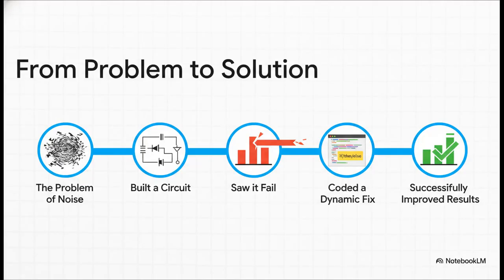So, let's just take a breath and think about what we just did. In just a few minutes, we went on a complete journey. We started with this big, scary problem called quantum noise. We built a quantum program from scratch in Python. We saw that program fail under realistic conditions. And then, the coolest part, we used a dynamic circuit to actively correct the errors and got a much, much better answer. From problem to solution, all in code.